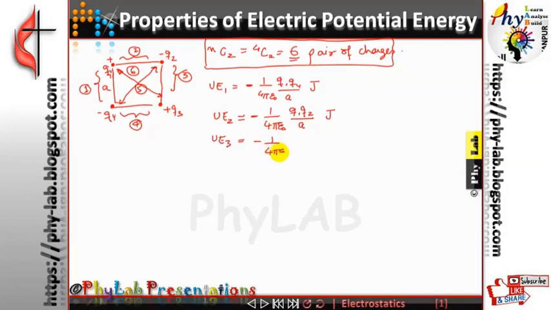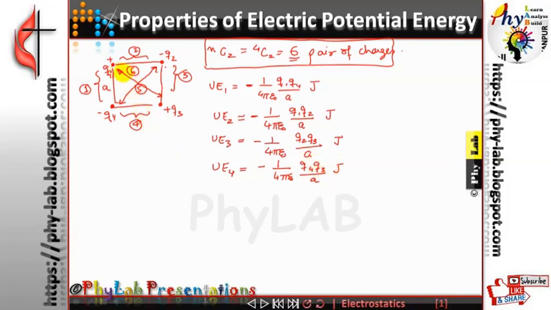1 upon 4 pi epsilon naught Q2 Q3. What is the distance of separation once again? Being a side of a square, all sides are equal, so again A joule. Now what is the fourth pair? That is Q4 and Q3. Like or unlike? It is unlike, so minus Q4 Q3 by A joule.